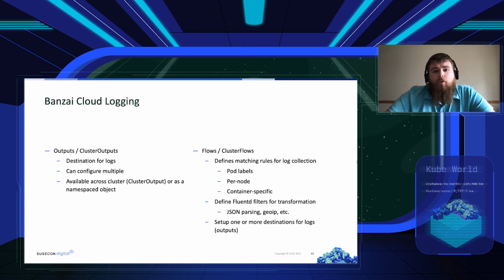Banzai Cloud Logging has 4 different main resources that are used for configuring log streams. On the left, we have the concept of an output and its cluster-scoped analog, a cluster output. An output is responsible for determining a destination for logs. This could be something like, again, Elasticsearch, Kafka, Amazon S3, any different options. We can configure multiple outputs for our logs, and the cluster output resource is available across the entire cluster, or a plain output resource can be available as a namespaced object. An output is a destination for logs. It's how we configure where we want those logs to end up.